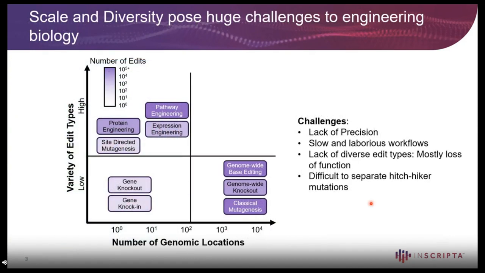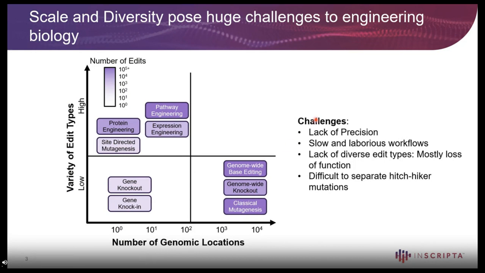So the scale and diversity pose a huge challenge to engineering biology. And the current methods that are used in order to introduce diversity into an organism are quite limited. You might have things like gene knockout or gene knock-in type of experiments, or things like classical mutagenesis.